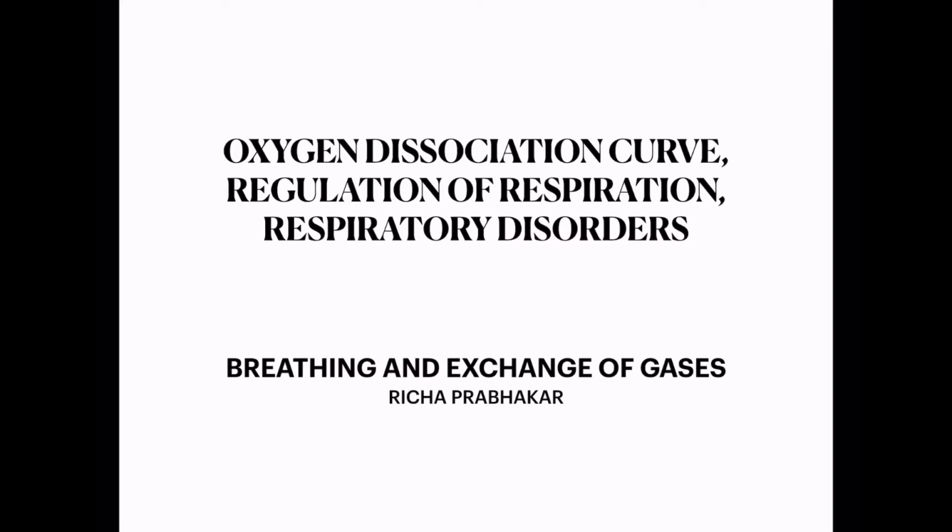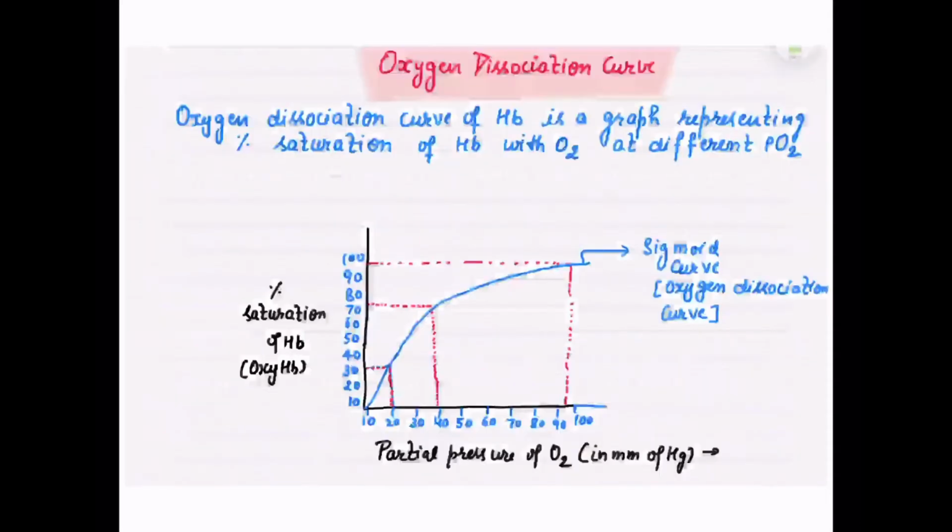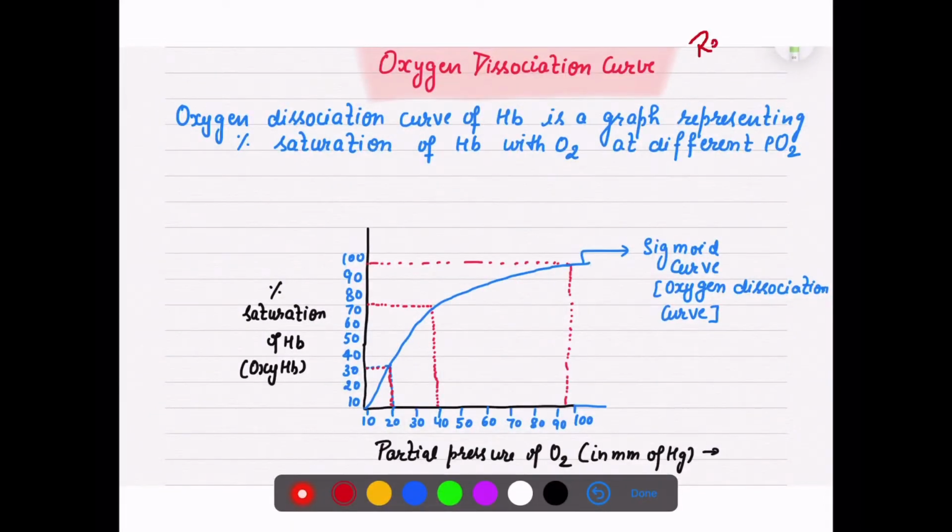Now we are moving towards the last topics of our chapter, that is breathing and exchange of gases. Today, we are left with only three topics: the oxygen dissociation curve, then the regulation of respiration, and the last part is about the disorders. So let's start with the oxygen dissociation curve.